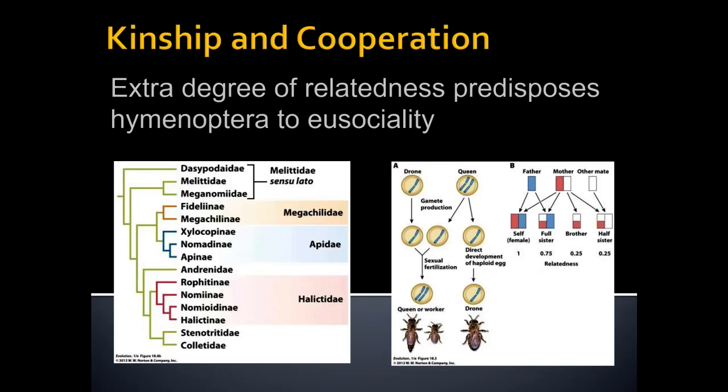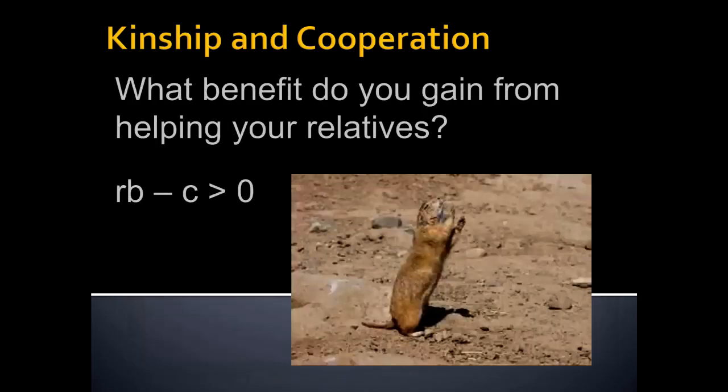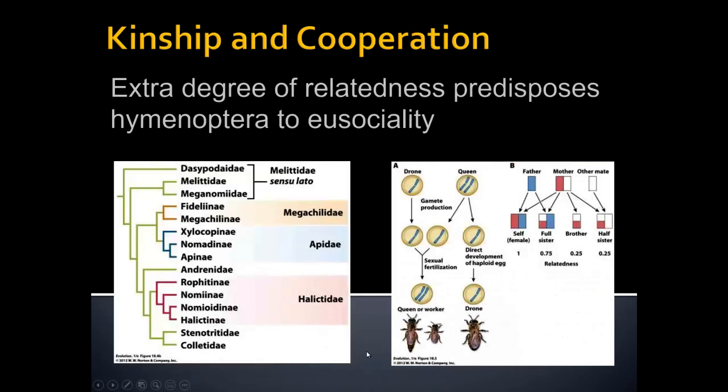And so because of that high degree of relatedness, in this equation that we just talked about, relatedness goes up, and so they can bear a higher cost of this switch to an altruistic behavior. And so when it occurs, it's more often a beneficial trait and is selected for more frequently among the Hymenoptera. So Hymenoptera show very high levels of eusociality because of that high degree of relatedness.